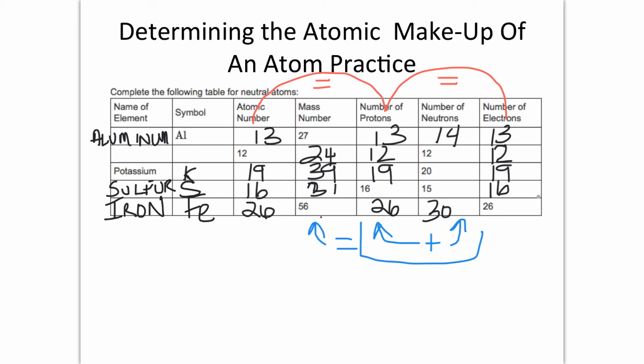And the last one is the atomic number of 12. The chemical symbol for that is Mg, and the name is magnesium.